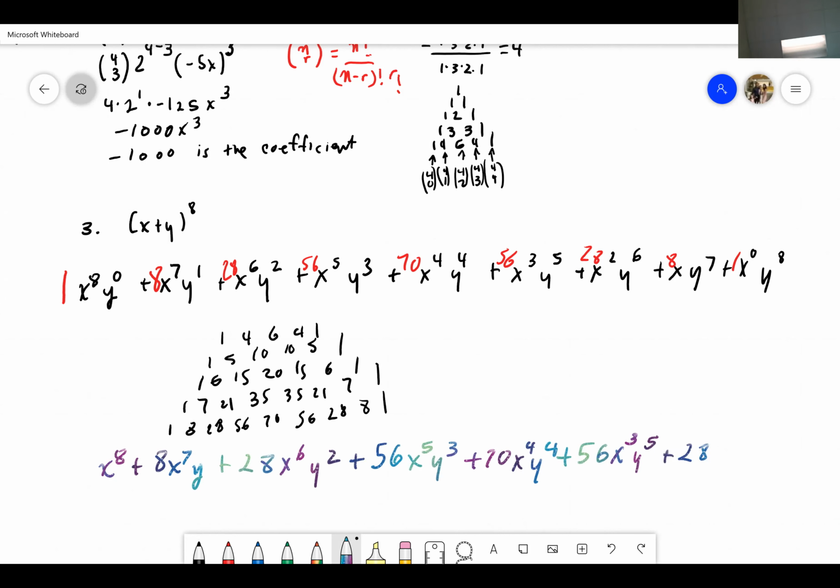28x to the 2nd y to the 6th, plus 8x y to the 7th plus y to the 8th. I kind of ran out of space. I don't know why. There you go. That's the expansion. Make sense?